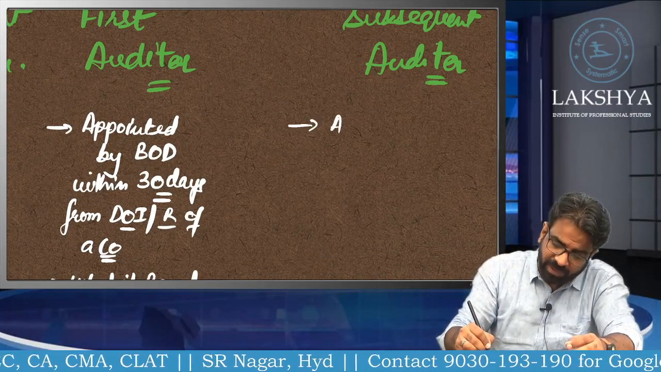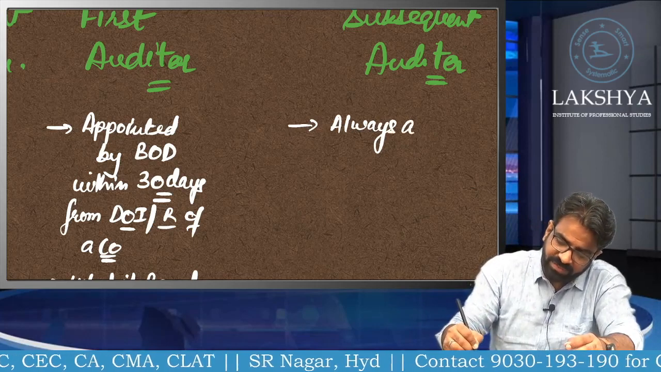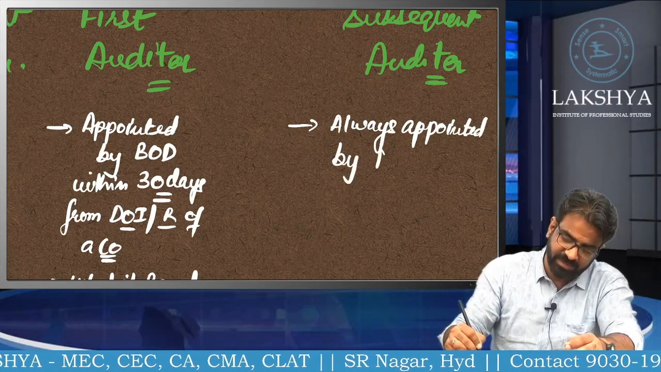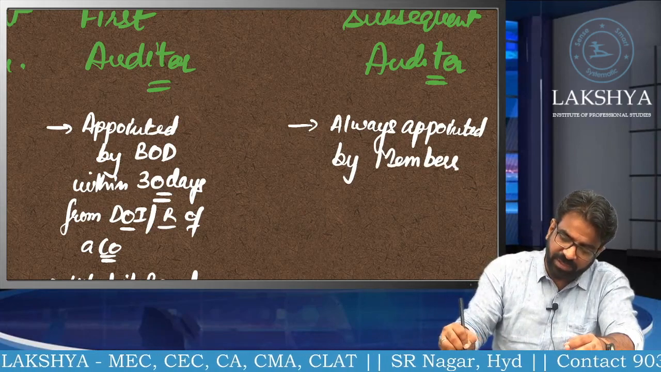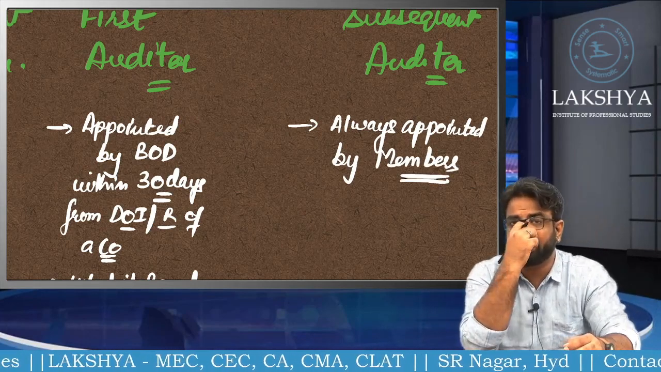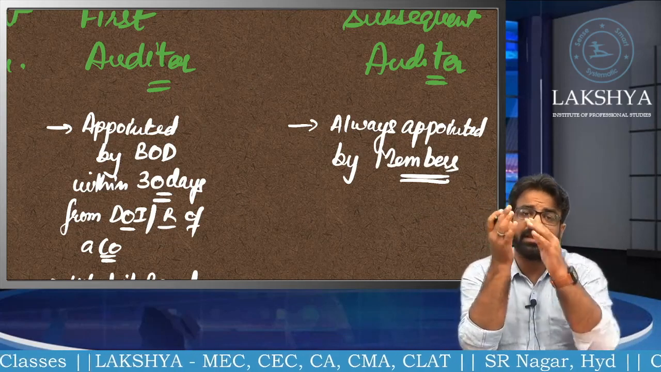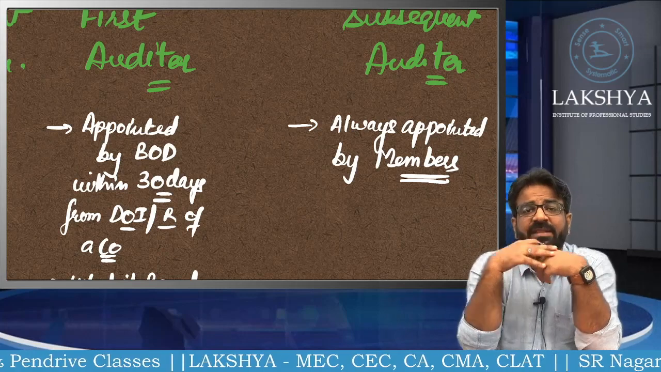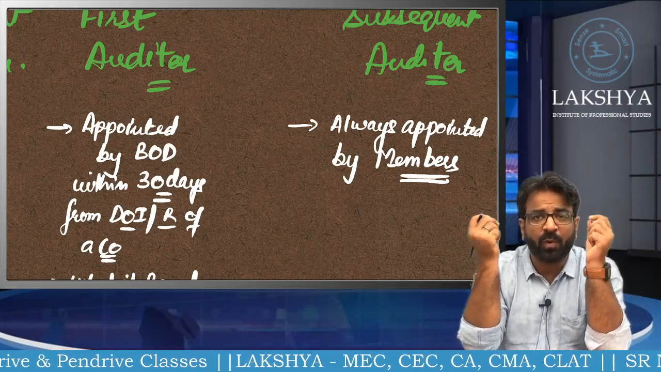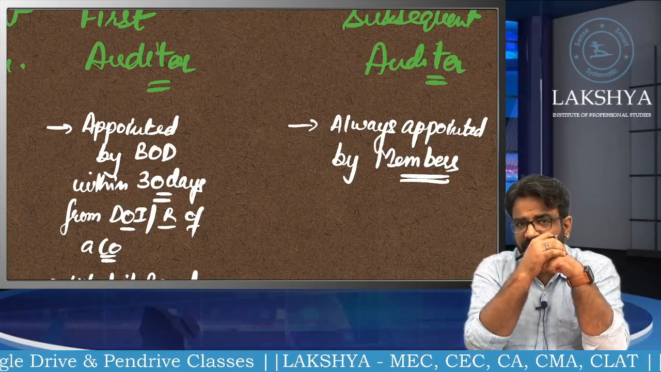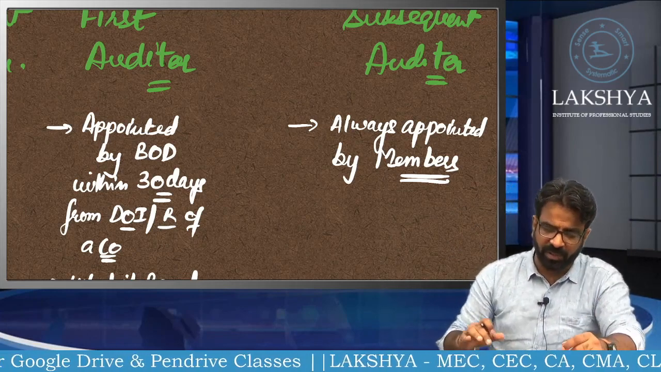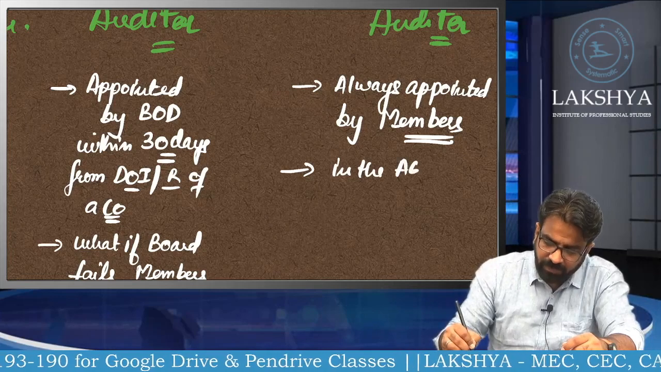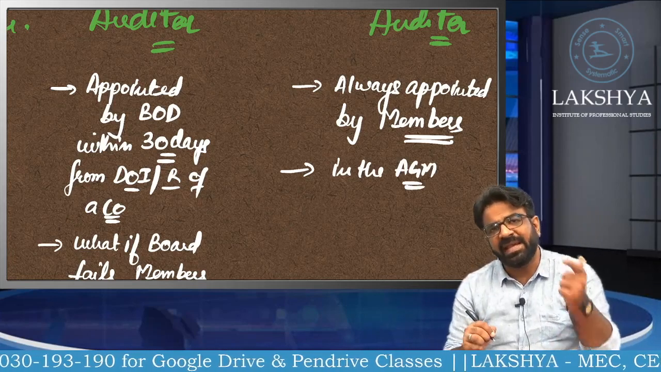Now, for the subsequent auditor of a non-government company, the Board of Directors is not allowed to do anything. Always appointed by members. No delegation. Like in the government company, only C&AG can appoint the subsequent auditor. In the non-government company, who will appoint? Only the members will appoint. Are you getting the point? Members will appoint where? In the AGM.